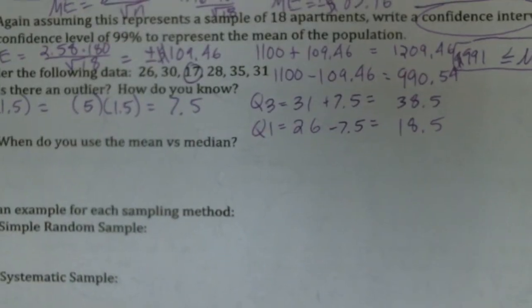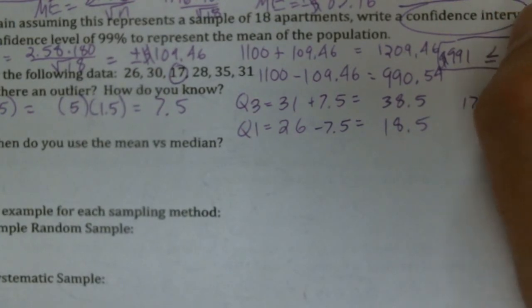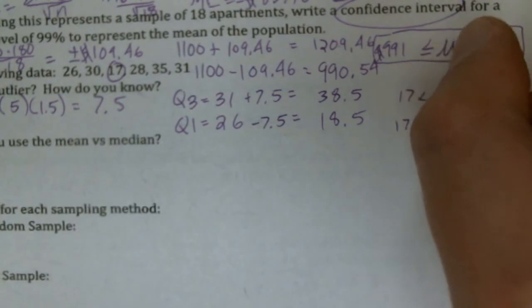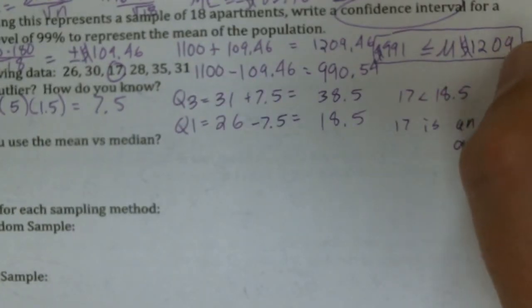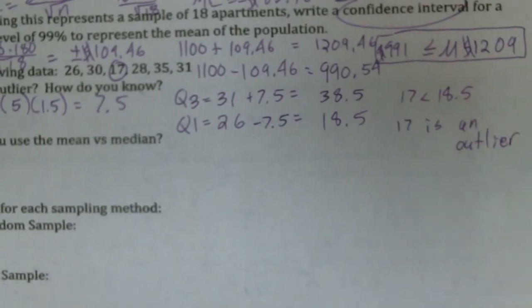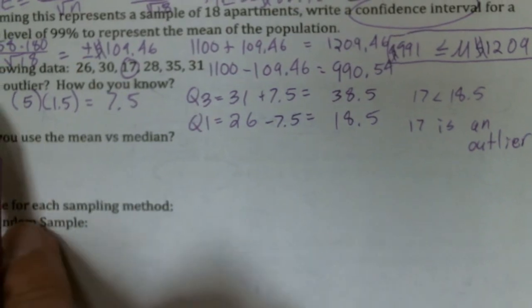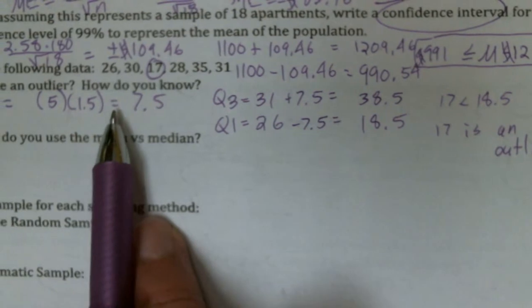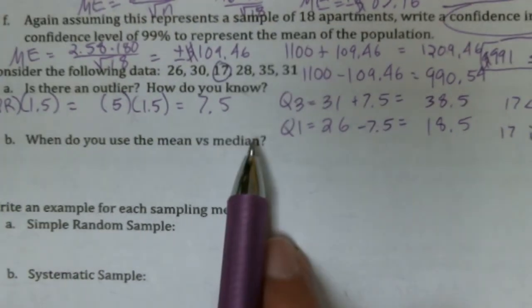Do we have any of those? Yes, I do. I have one that's barely an outlier. 17 is less than 18.5, so therefore 17 is an outlier. Okay, so we've answered that question. Yes. How do I know? 1.5 IQR rule. When to use the mean versus the median?